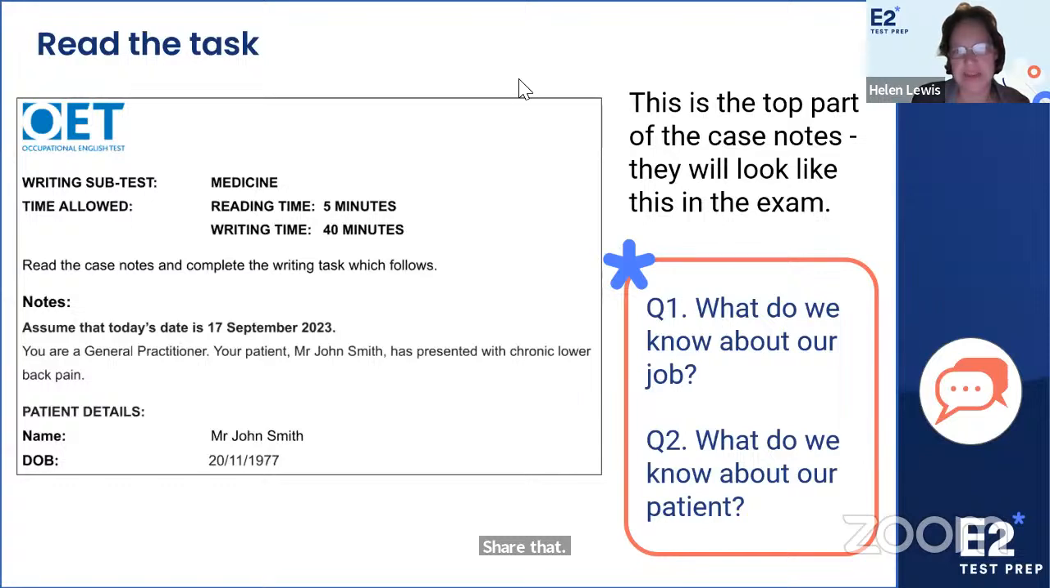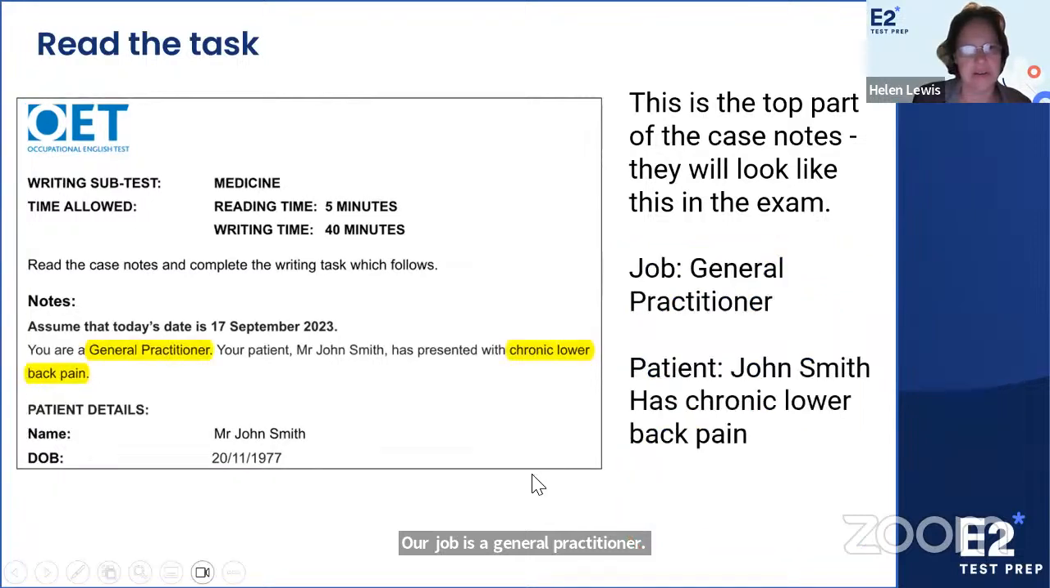Well done, Philip. Yes, our job is a general practitioner. And what we know about our patient: our patient, Mr. John Smith, has chronic lower back pain. Yes, excellent.